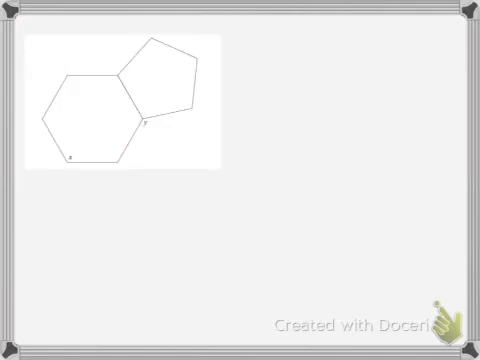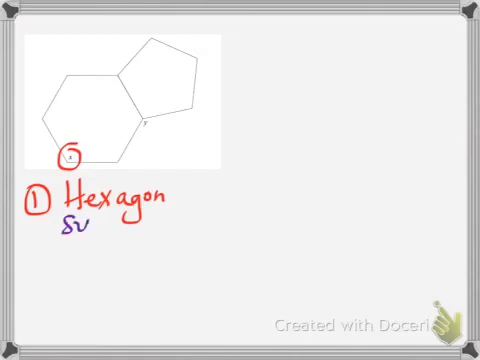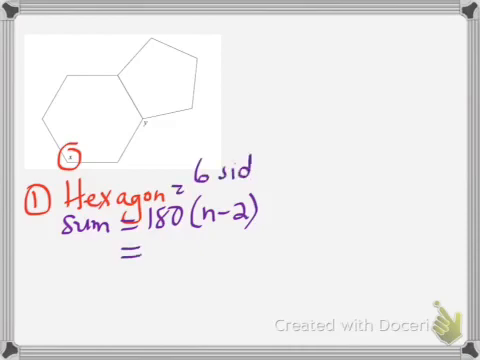So step 1 in solving this problem is to solve for x. In a hexagon, there are 6 sides. And you need to remember that if you are solving for interior angles, the inside angles, you need to use the sum of all the interior angles formula, which is 180 times n minus 2. N represents the number of sides. So in a hexagon, we have 6 sides.